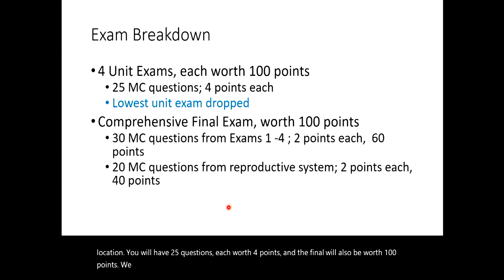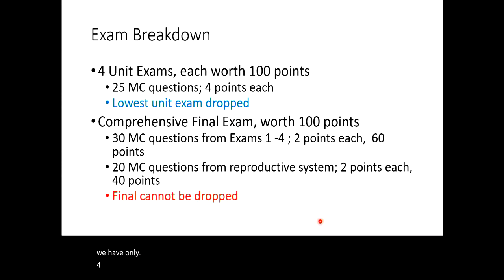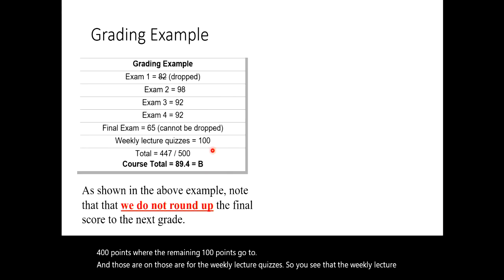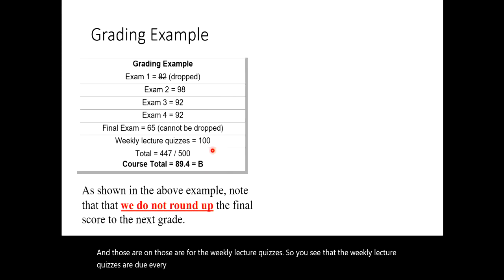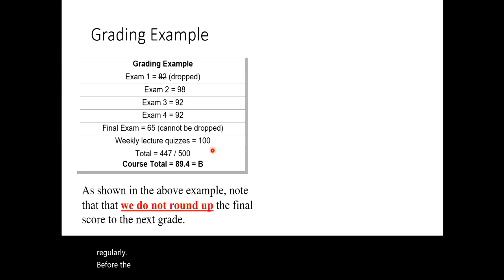But notice that there are going to be 50 questions here, 30 from the first 4 units and 20 on the reproductive system, and each question is worth 2 points. So you may be wondering, if we have only 400 points, where do the remaining 100 points go to? And those are for the weekly lecture quizzes. So you see that the weekly lecture quizzes are due every Friday, and they all add up to 100 points. So we want you to be working regularly before the exams on these weekly quizzes.